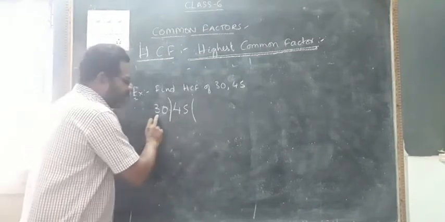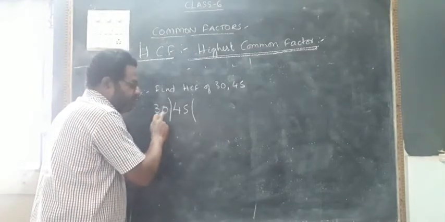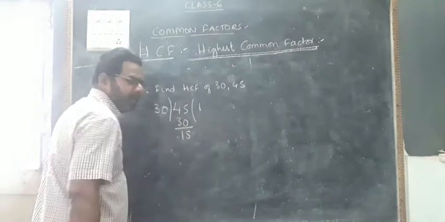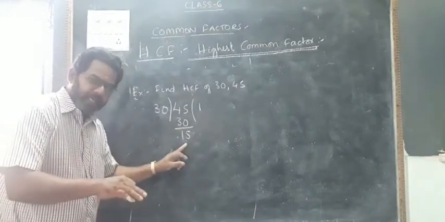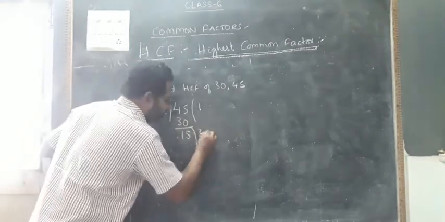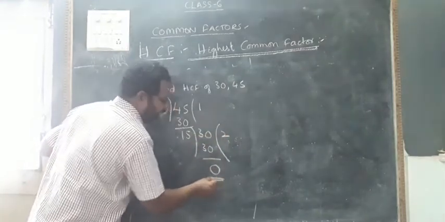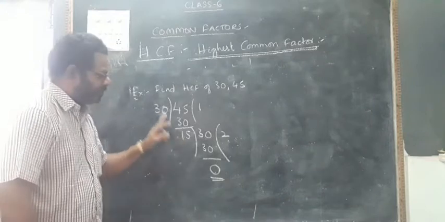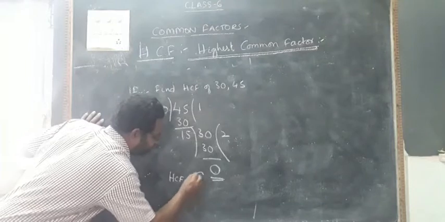Okay. If you read the 30 table, 30 1 is 30, 30 2 is 60. So 2 is not possible. 30 1 is 30. 15 is the remainder. Listen carefully. This remainder will become the divisor and the previous divisor will become the dividend. Previously, what was the divisor? 30. So 15 2 is 30. Where we get 0 as the remainder, the previous divisor is its HCF. So directly we can write: HCF of 30 and 45 is equal to 15.